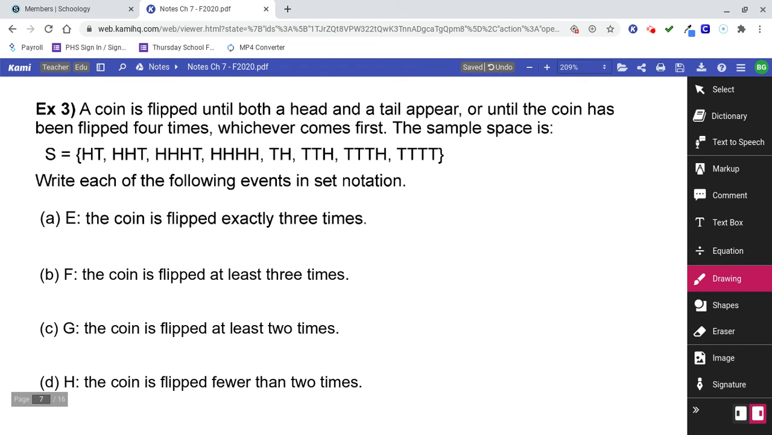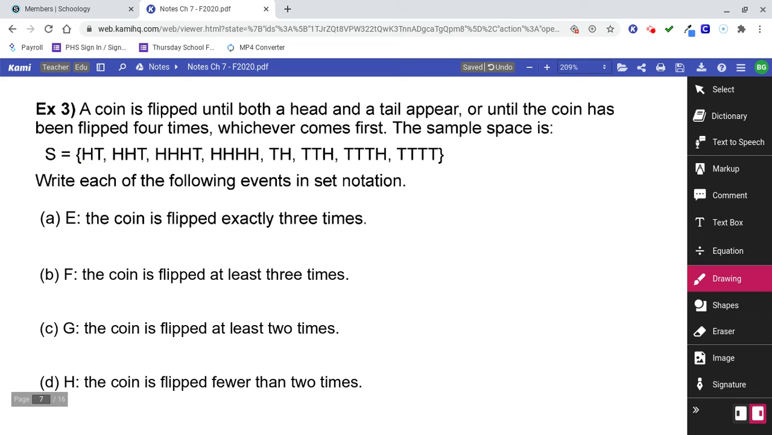Number 3, a coin is flipped until both a head and a tail appear, or until the coin has been flipped 4 times, whichever comes first. The sample space is given below. All right, so read that again. A coin is flipped until both a head and a tail appear, or until the coin has been flipped 4 times, whichever comes first. So this would be like flip a heads then tails, or heads, heads, tails, or heads, heads, heads, tails, that kind of thing.